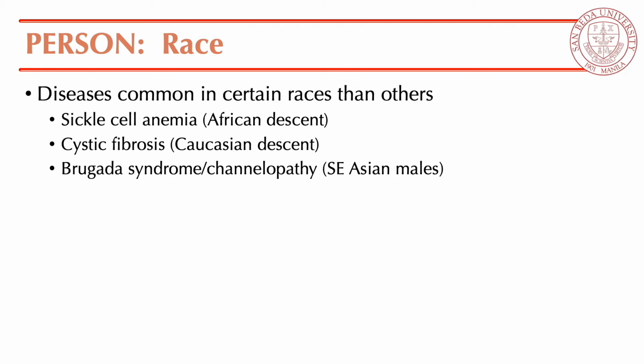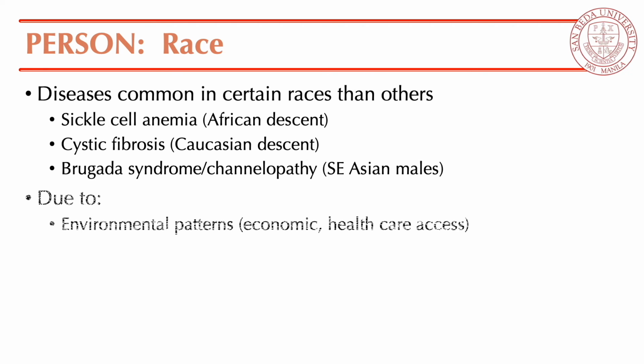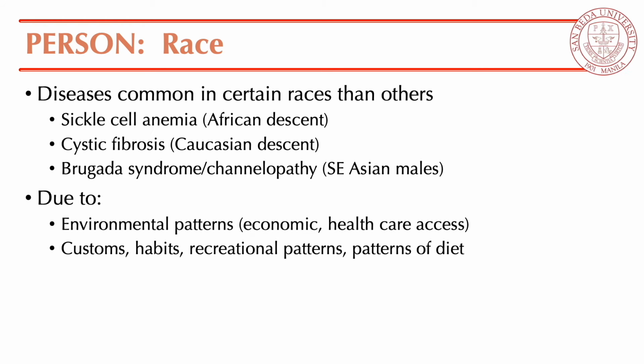Now, for a lot of these race-specific conditions, besides genetic variances, the environment, particularly the economic and healthcare access aspects of it, are also believed to be responsible. Certain customs, habits, recreational patterns, and patterns of diet may also have a hand in the development of these diseases. And lastly, there's also because of inherited characteristics.